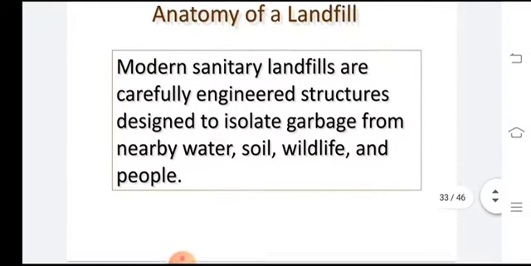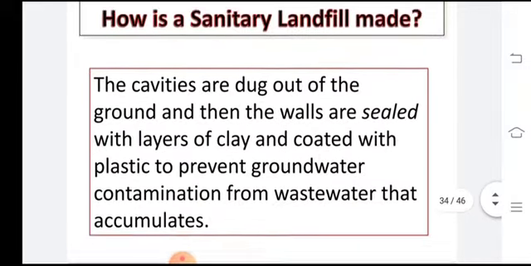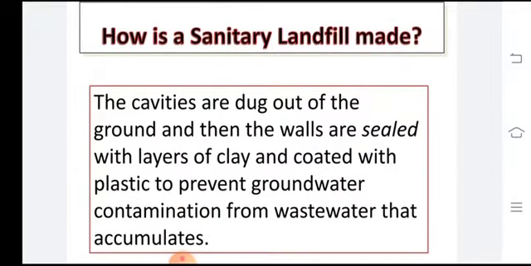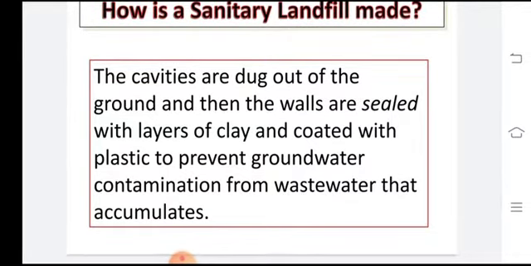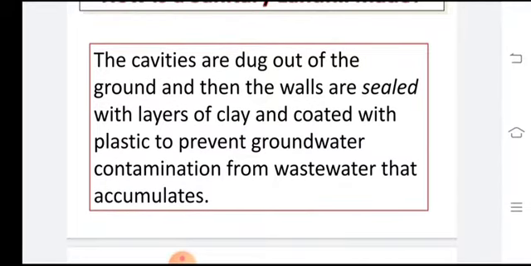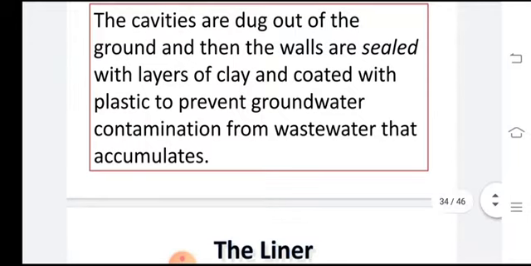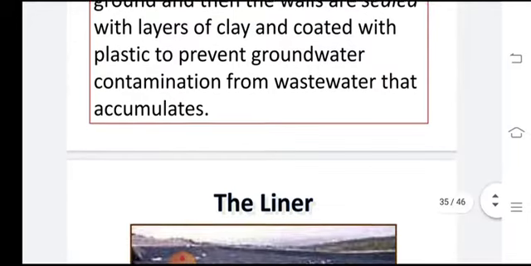So these are the sanitary landfills and their usage. How is a sanitary landfill made? You can observe the cavities are dug out of the ground, and then the walls are sealed with layers of clay and coated with plastic to prevent groundwater contamination from wastewater that accumulates.